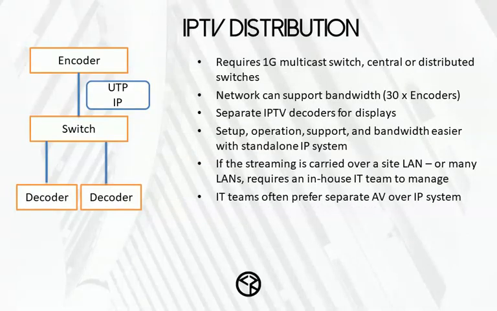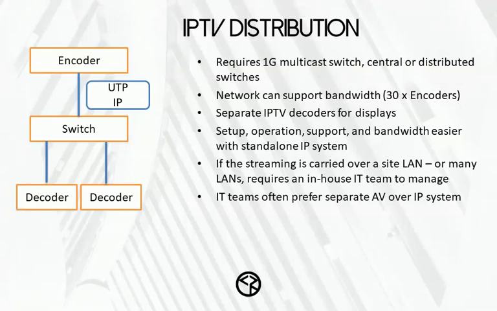IPTV distribution requires a more active delivery system to carry the signal from the encoders to the decoders. First, you would need a 1 gigabit multicast switch, either as a central switch going to TVs, say in a sports bar, an immediate area, or it's distributed. There might be a couple different switches in the system, depending on how many TVs and how much distance is involved with sending the signals. The nice thing these days, it's not as difficult to set up a switch for multicasting as it was some time ago.